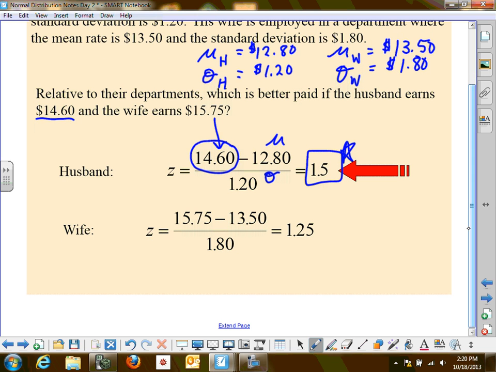All right, then we got her data. She makes $15.75 an hour, of which the mean for her department was $13.50. Her standard deviation was that. So what would I say with this number right here? Her salary is... what does this number mean? Okay. Thank you. 1.25 standard deviations above the mean in her department. Good.